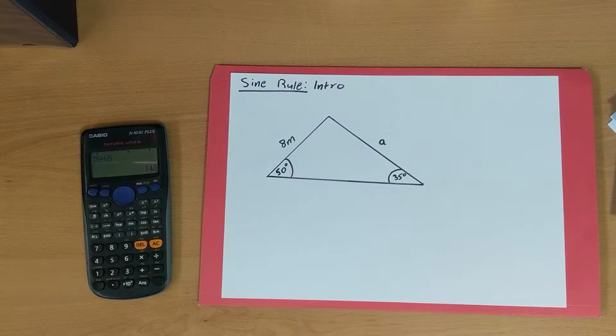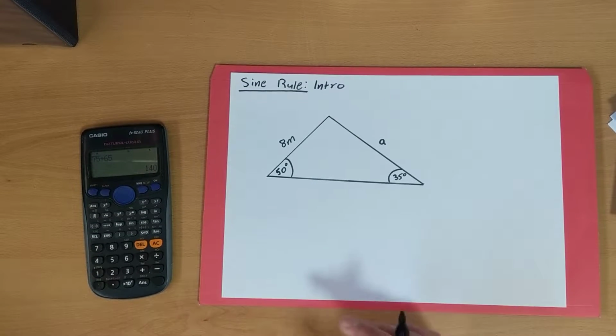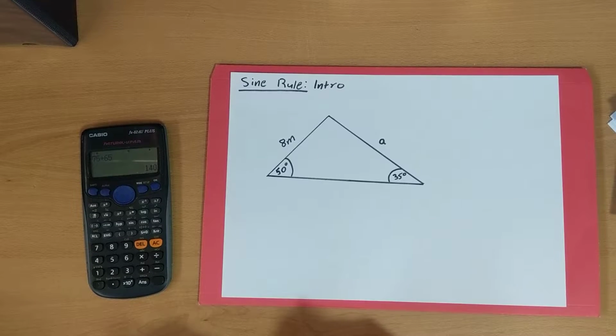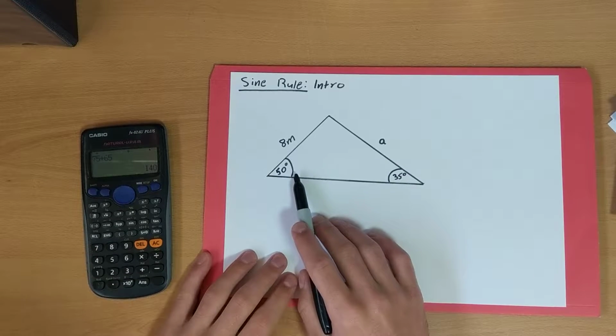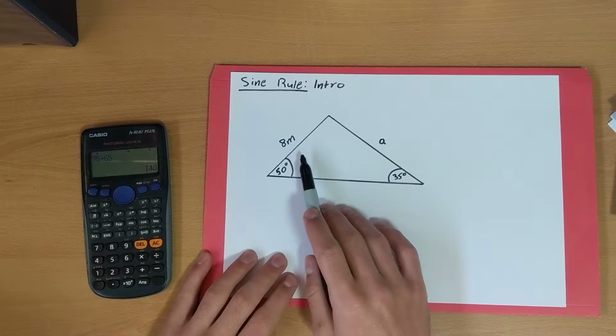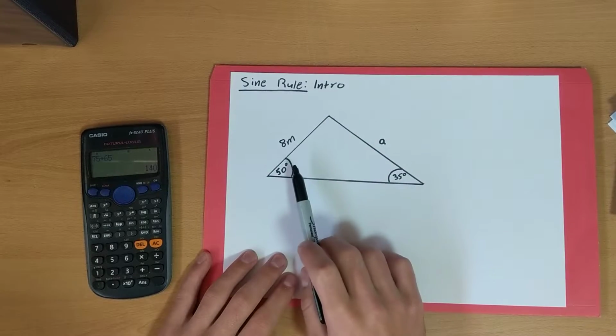Hello everyone. I'm going to introduce our next topic by jumping straight into an example. This video is introducing us to this idea of the sine rule, and in order to help us get there, let's say we have this triangle. I know that it is not right angled. None of these angles are 90 degrees.